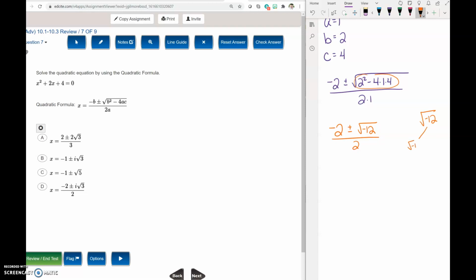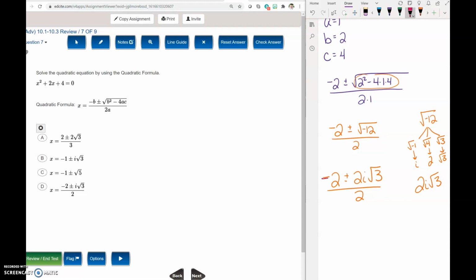I know there's a square root of negative 1, 4, and 3. I chose 4 because it's a perfect square. The square root of 4 is 2, square root of negative 1 is i, and that stays square root of 3. So this would correctly be 2i square root of 3. So really we have negative 2 plus or minus 2i square root of 3 all divided by 2.